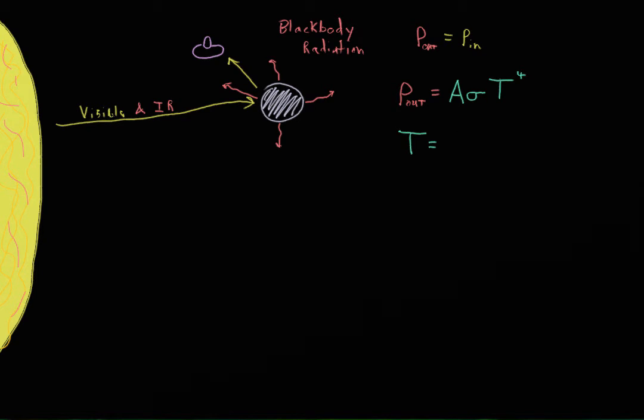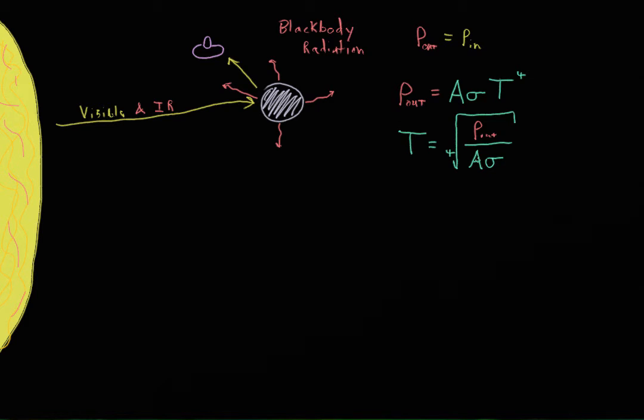So we'll end up with P out divided by A and sigma, which is the symbol for the Stefan-Boltzmann constant. Then we'll take this, not the square root, but the fourth root. So if we can figure out what P out is and what the area is and what the Stefan-Boltzmann constant is, we could actually just calculate the temperature of this planet.